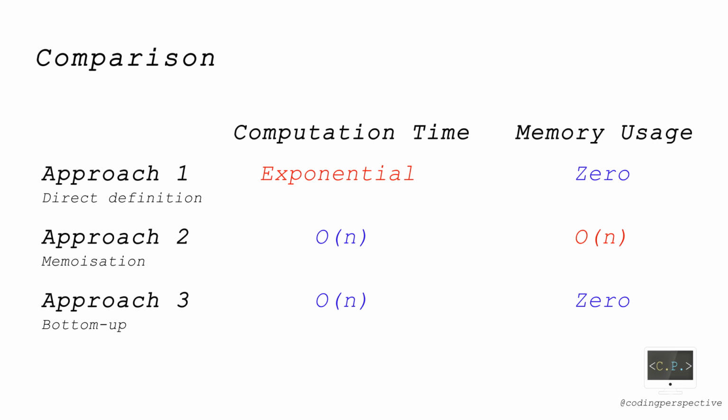Lastly, we use the bottom-up approach. This last approach outperforms the first one in terms of the computation time. Also, it outperforms the second approach in terms of the memory usage. Actually, it is the best we can do in terms of both computation time and memory usage, since the computation time is order of n and memory usage is almost zero. This table in fact shows the importance of writing code effectively.